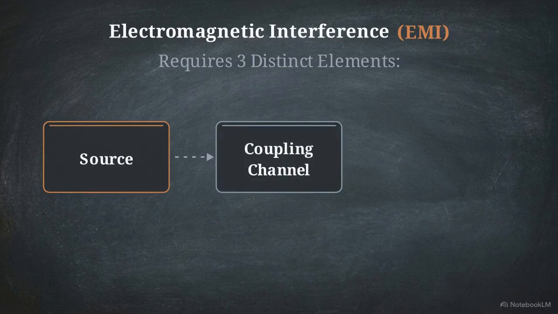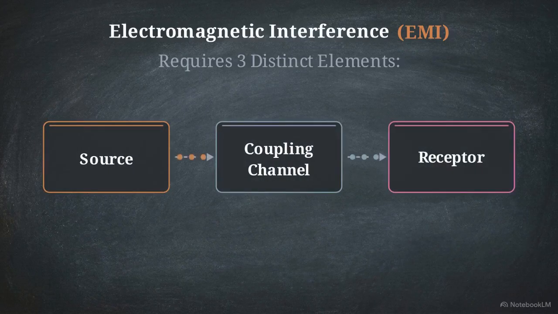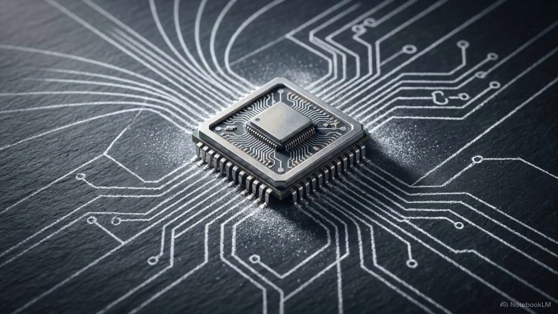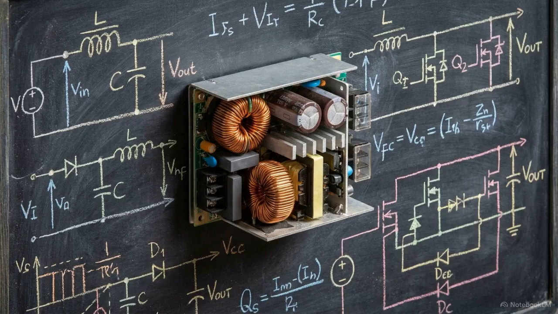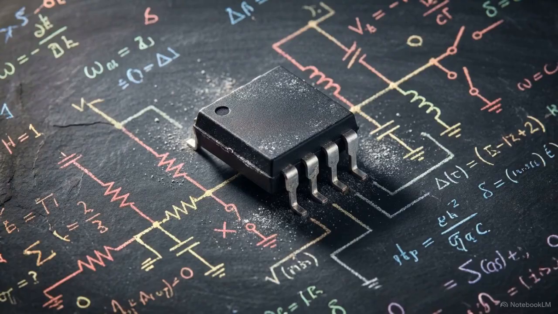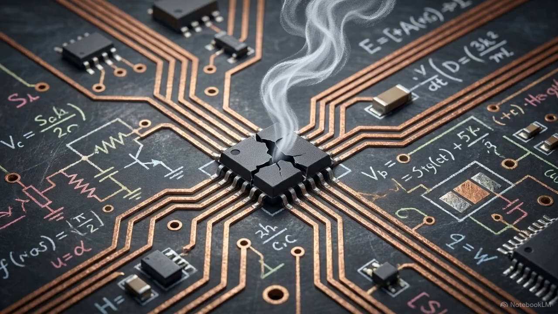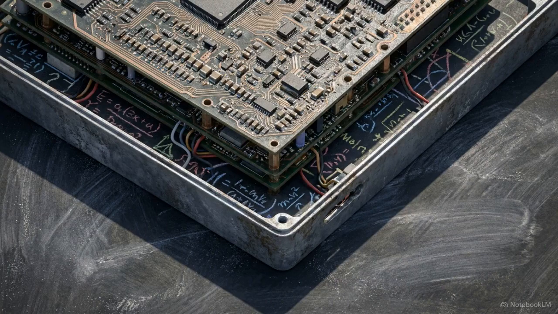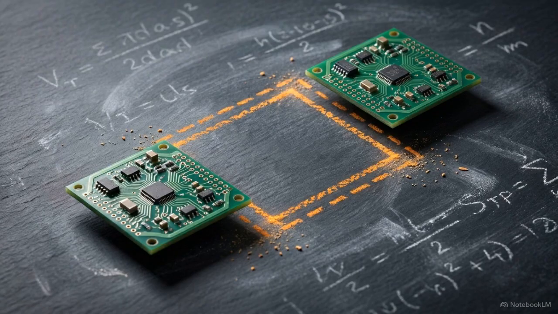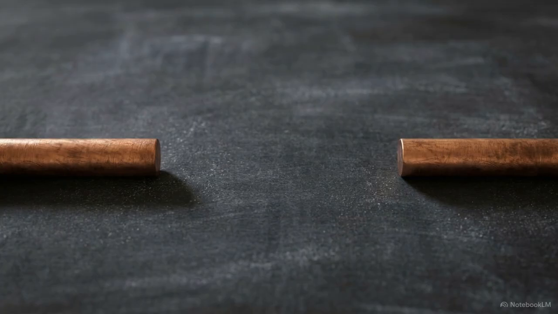exist: a source, a coupling channel, and a receptor. The source is the component generating the noise, often a switching power supply, a fast digital clock, or a motor. The receptor is the susceptible circuit that is malfunctioning because it's picking up that noise. In many designs, you can't swap out the power supply or redesign the sensitive receiver logic. That leaves only one option: attacking the coupling channel. But the coupling channel is literally empty space.